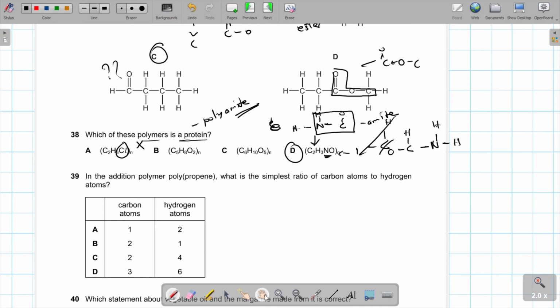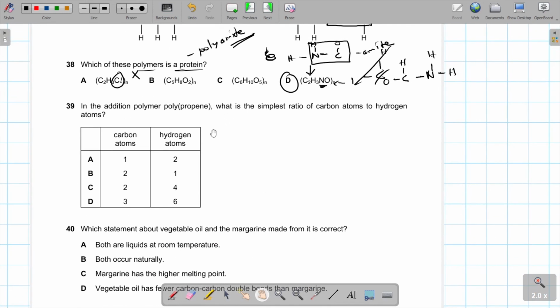So let's move on to question number 39. In the addition polymer polypropene, what is the simple ratio of carbon atoms to hydrogen atoms? So what's propene? Propene has got to be C3H6, so it's going to be CH2. So the simplest ratio should be 1:2. So 39 is going to be A, 1:2.